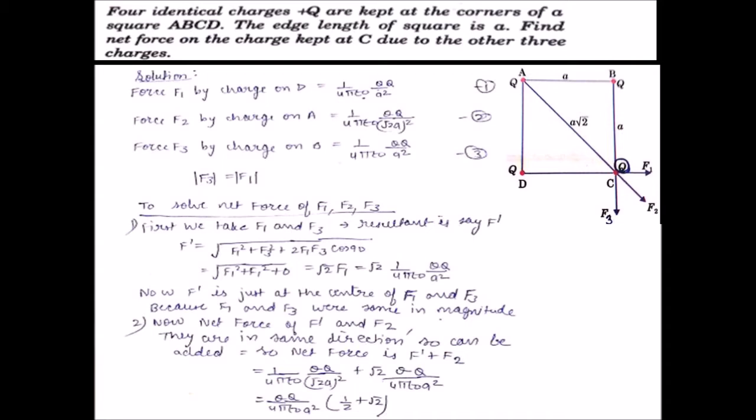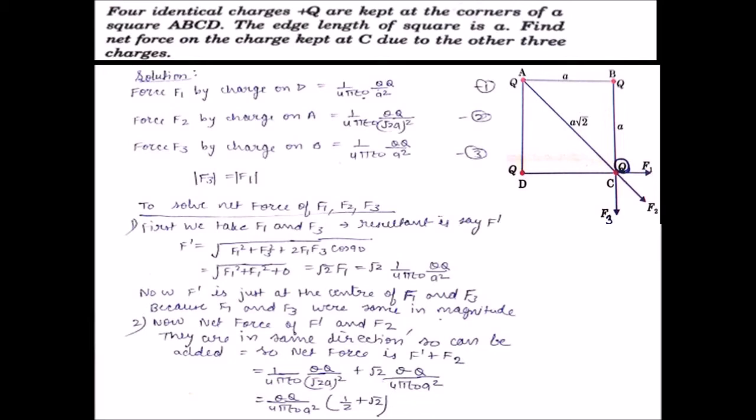Let us solve the third force F3. F3 is the force on C charge by B charge. Magnitude is 1 upon 4 pi epsilon 0, QQ upon distance squared. The distance between B and C is a, so a squared, given by equation 3. And the direction of F3, again, since C charge is repelled by B charge, is downwards. We have now prepared the three formulas of F1, F2, F3 given in equations 1, 2, 3, and the directions are shown in the diagram.